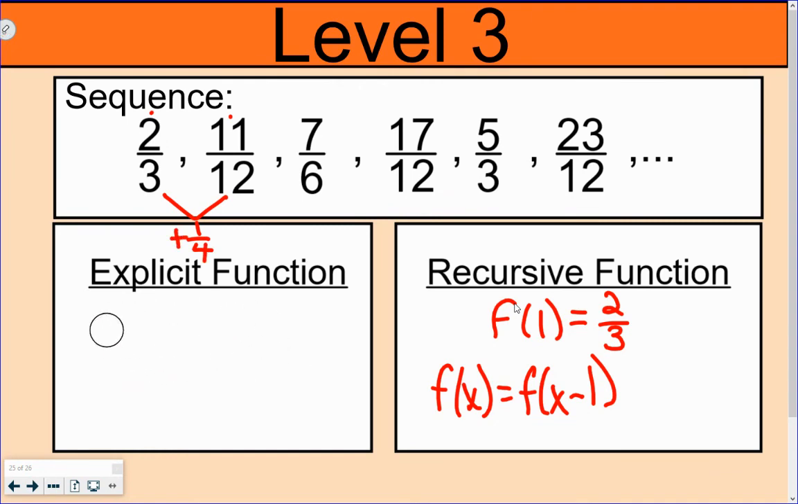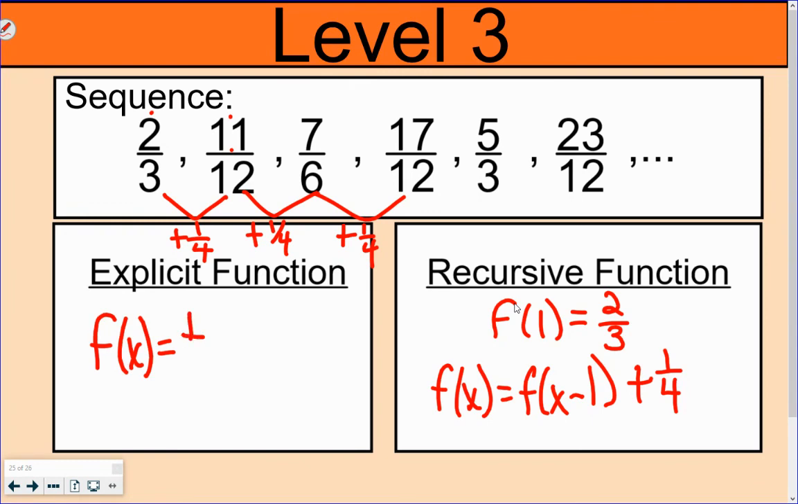Now, it's always a good idea to check it, and you've got a calculator, so it's not that much work to just say, is 11/12 plus 1/4 going to give me 7/6? Is 7/6 plus 1/4 going to give me 17/12? So it's a good idea to check it, and I did check it before I did this, and I got that it was the right pattern, so I'm going to put my 1/4 there. Now we're going to come over here to the explicit function. f of x is equal to 1/4 x.